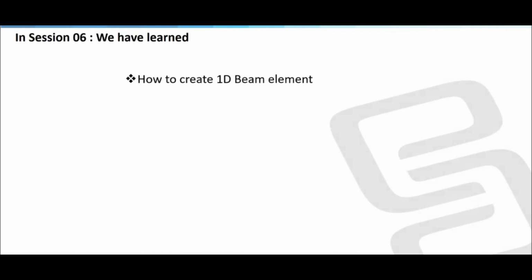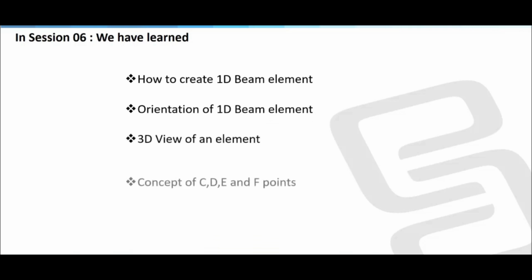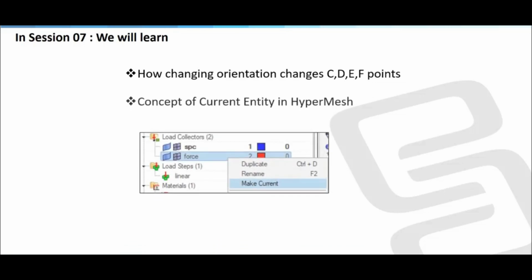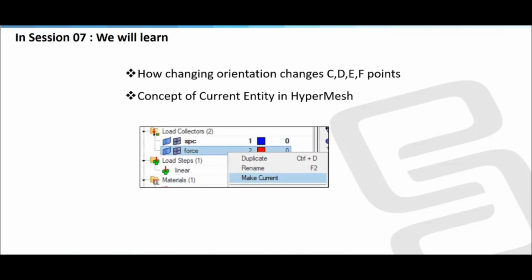We have learned how to create a 1D beam element, orientation of 1D beam element, 3D view of an element, and the concept of CDEF points. In session 7, we will learn how changing orientation changes the CDEF points, and the concept of current entity in HyperMesh.